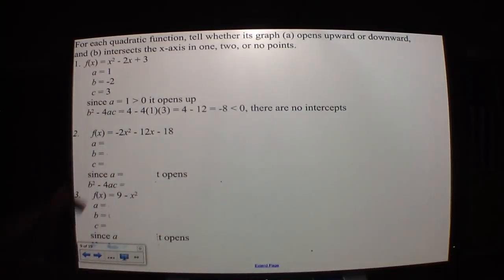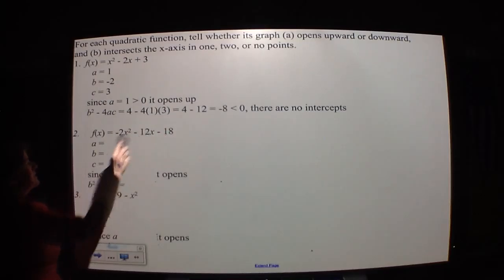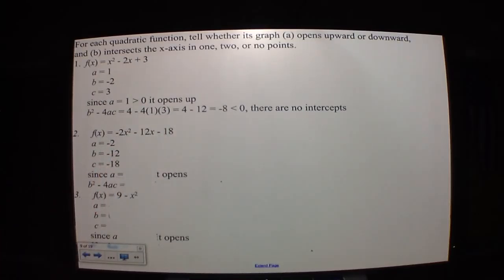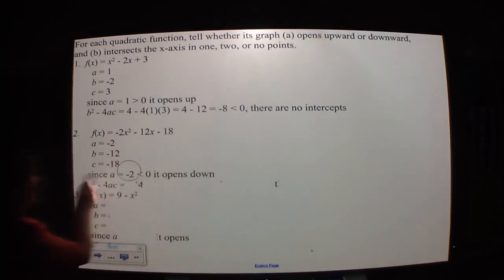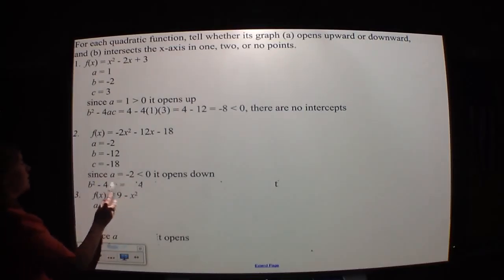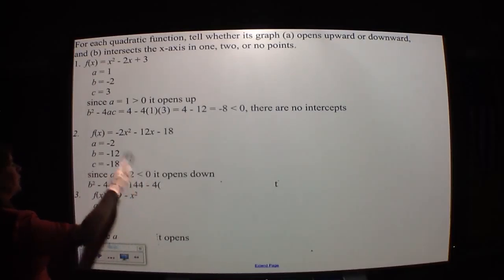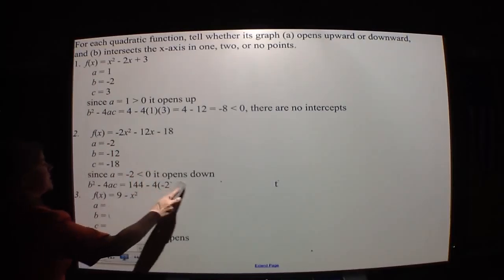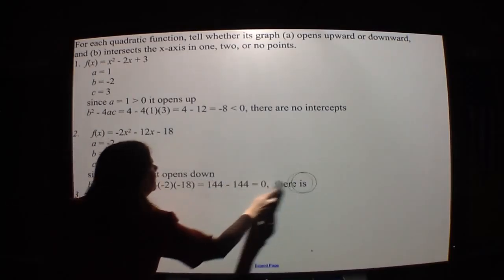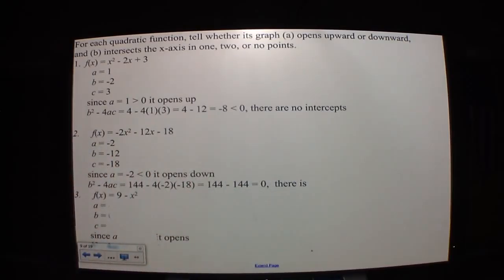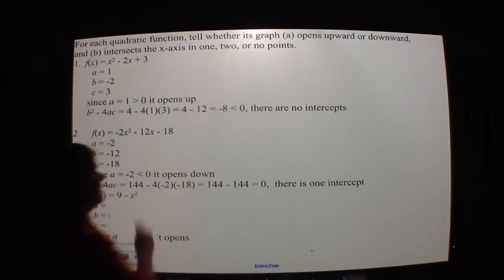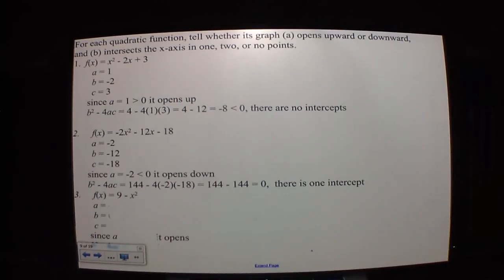The second one, A is -2, B is -12, C is -18. A is a negative number, so you should be able to tell me which way it opens. And it opens down. B squared minus 4AC. B squared, here's my B, so 144 minus 4 times -2 times -18. So you have 144 minus 144, which is 0. So this is tangent to the axis, so there's one intercept.